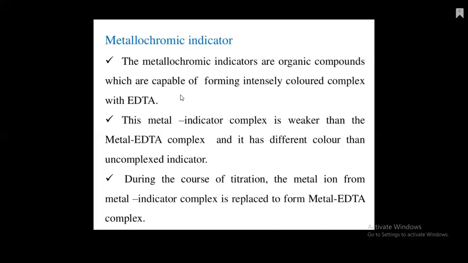When we add this indicator to the analyte, and the analyte is a metal ion, depending upon the pH, it first forms a complex with the metal ion, and the color of the reaction will change. The indicator in its free form has a different color, and in combination with the metal ion, it has a different color. This metal-indicator complex is a weaker one.